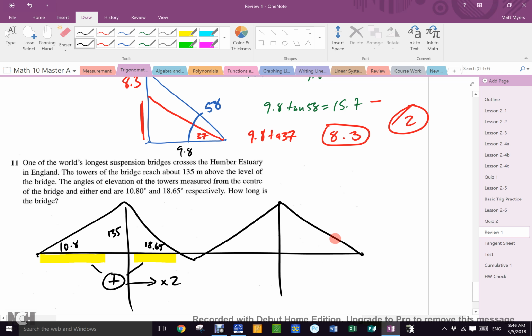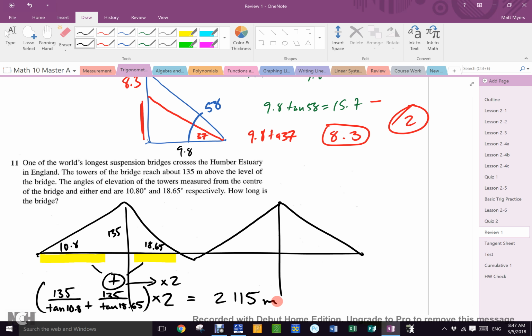Easy peasy lemon squeezy. So the first one, opposite over adjacent, the unknown's on the bottom, so it's 135 divided by tan 10.8 plus 135 divided by tan 18.65. Add all that up and then multiply it by 2. And you get something like 2,115 meters or something like that. I can't remember exactly. 2,215? That is my belief.